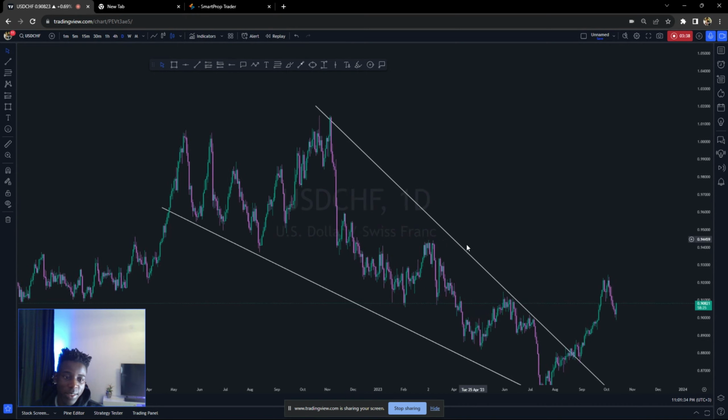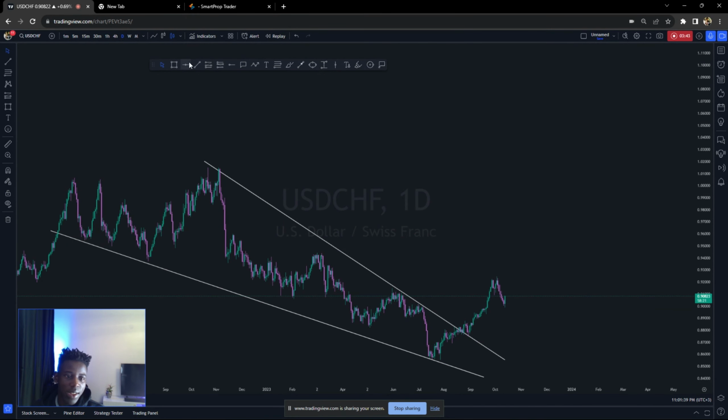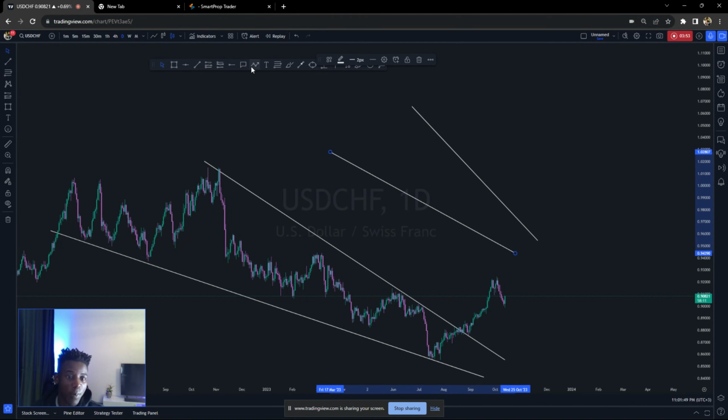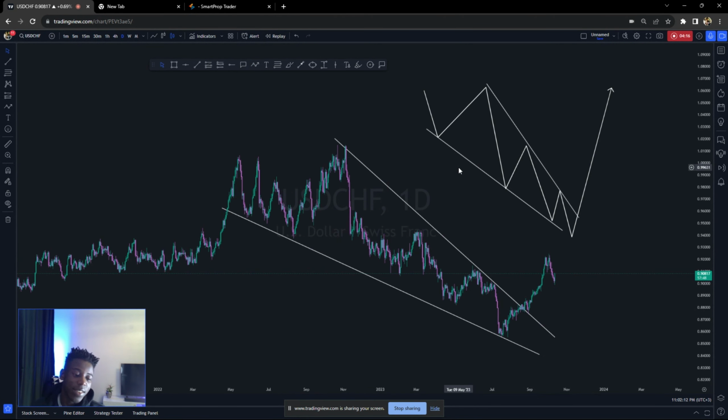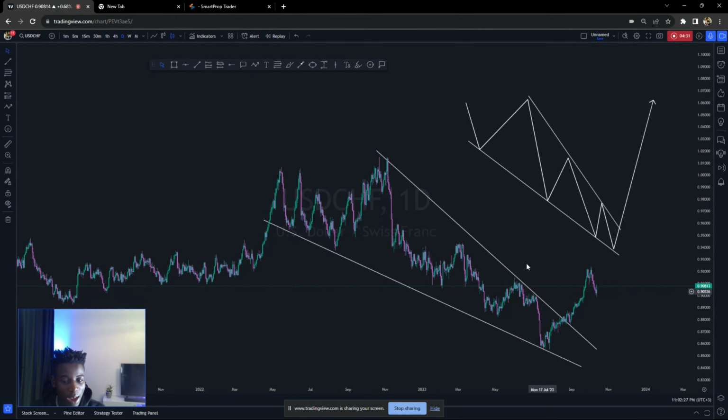On the daily, we can see our perfect chart patterns. I told you we don't usually trade chart patterns; we trade what the chart pattern represents. This is a falling wedge, right? And it is the same pattern right here. This chart pattern represents that there is a continuation in the market.